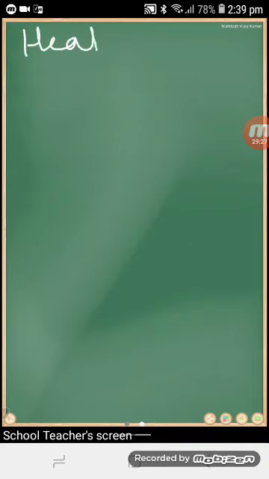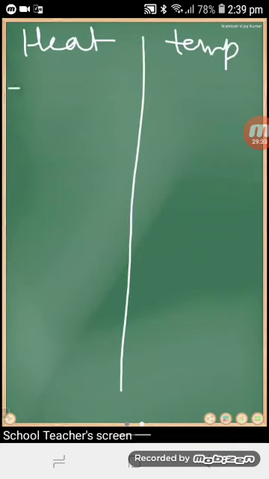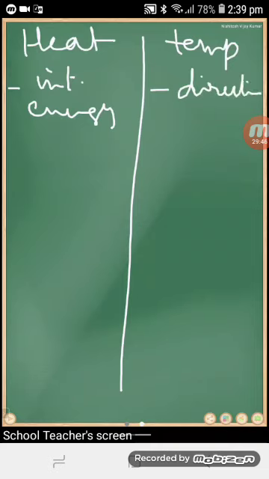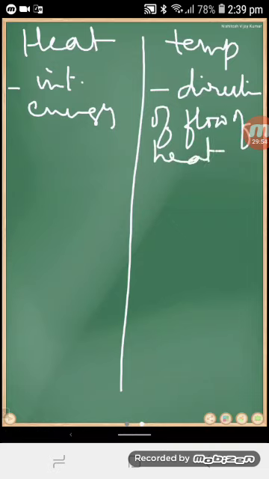So we quickly summarize the difference between heat and temperature. Heat is a form of internal energy. Temperature is that parameter which determines the direction of flow of heat. The SI unit of heat is joule, the SI unit of temperature is Kelvin. This is measured by the principle of calorimetry.